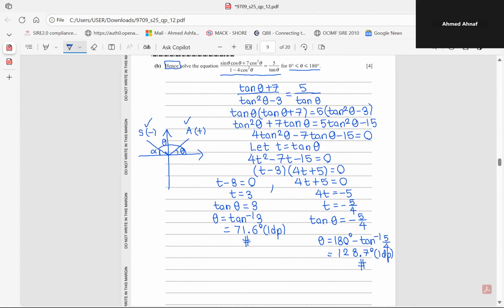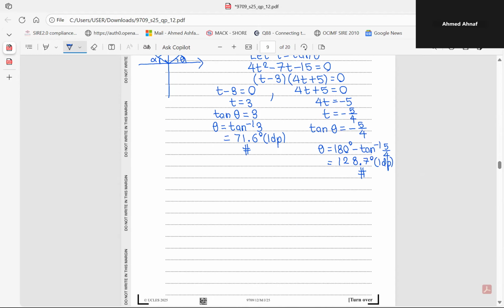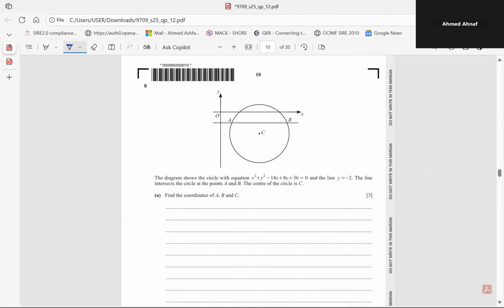And if you want to check whether your answers are correct, just type the exact values back into the equation and see whether both sides are equal to each other. So without further ado, let's head on to the next question.